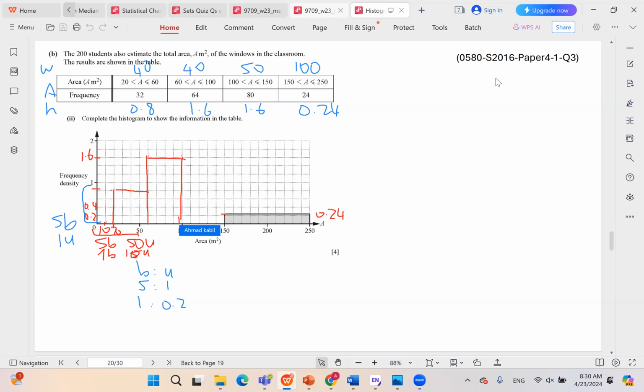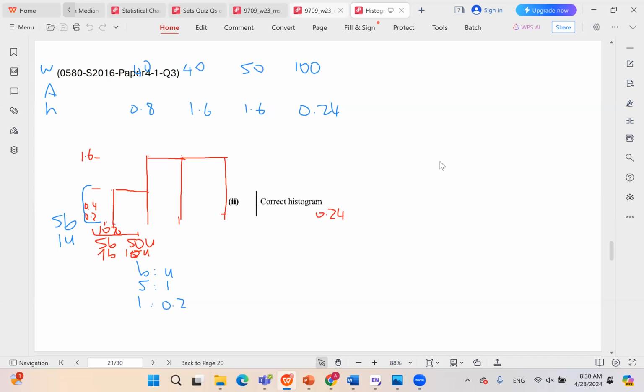And then for the third one, we have 100 to 150 at the height of 1.6 as well. So no problems there. We have another bar like this. And that concludes the problem. Again, there is no means of checking, but it seems to be the correct pattern.